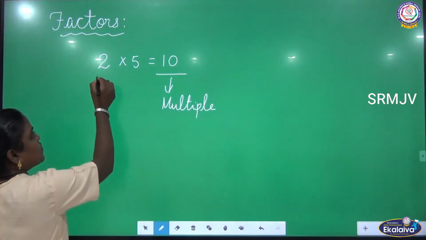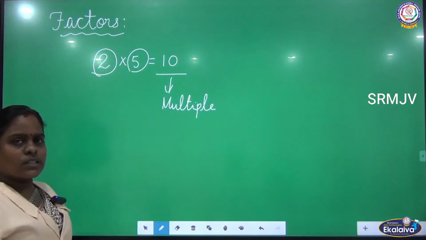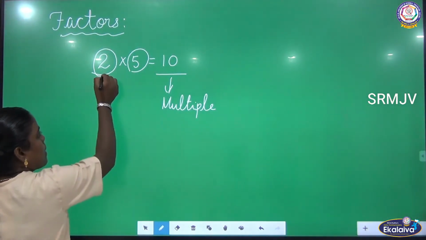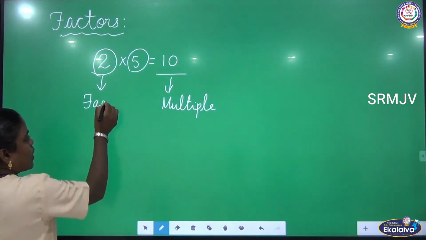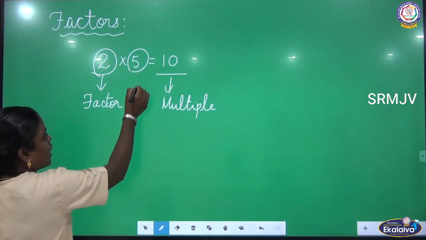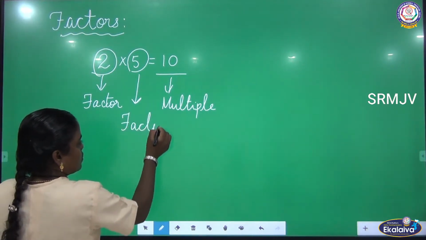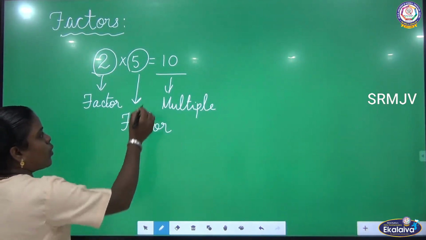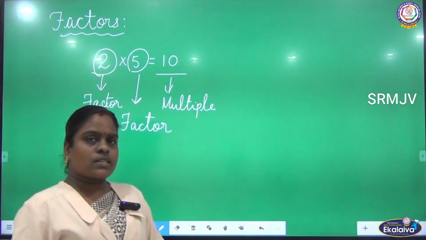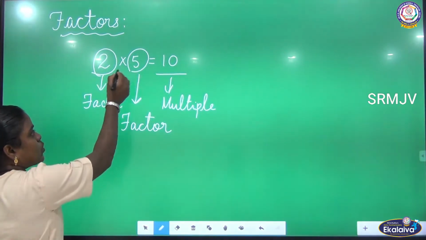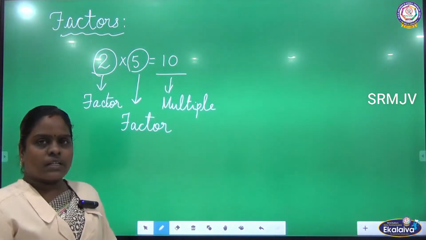The numbers which we multiplied to get a product are called factors. So here 2 is one of the factors and 5 is the other factor. So a multiple can have more than 2 factors. Listen, here 2 and 5 are the factors and 10 is a multiple.